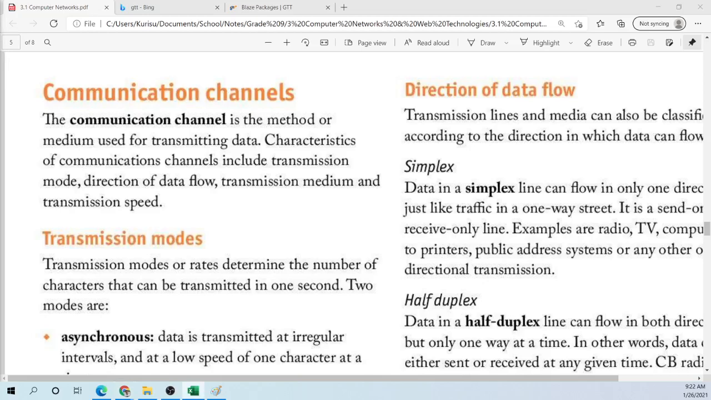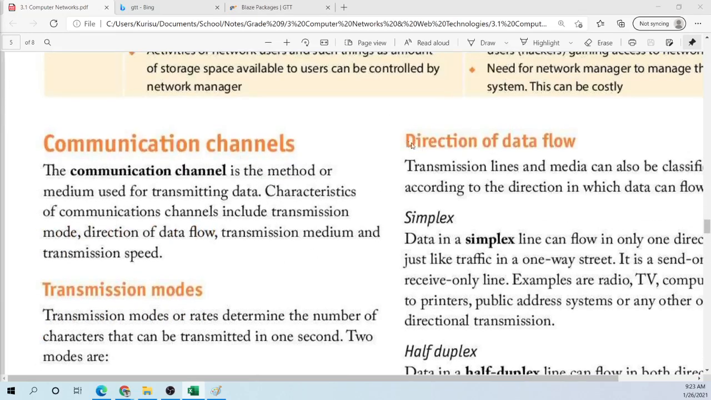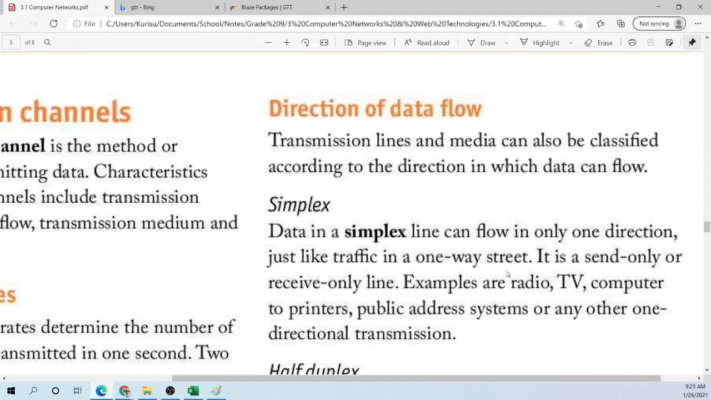A transmission mode determines whether data is sent at the same time or not. The next characteristic we are looking at is the direction of the data flow. The first type of data flow is simplex. Simplex only sends data in one direction at a time. An example is a radio.